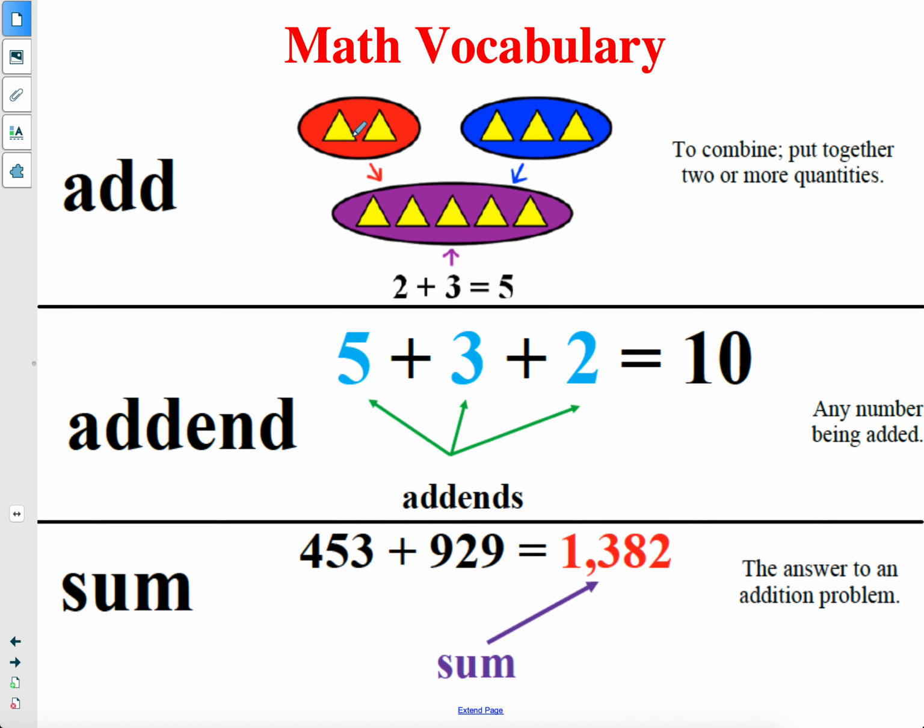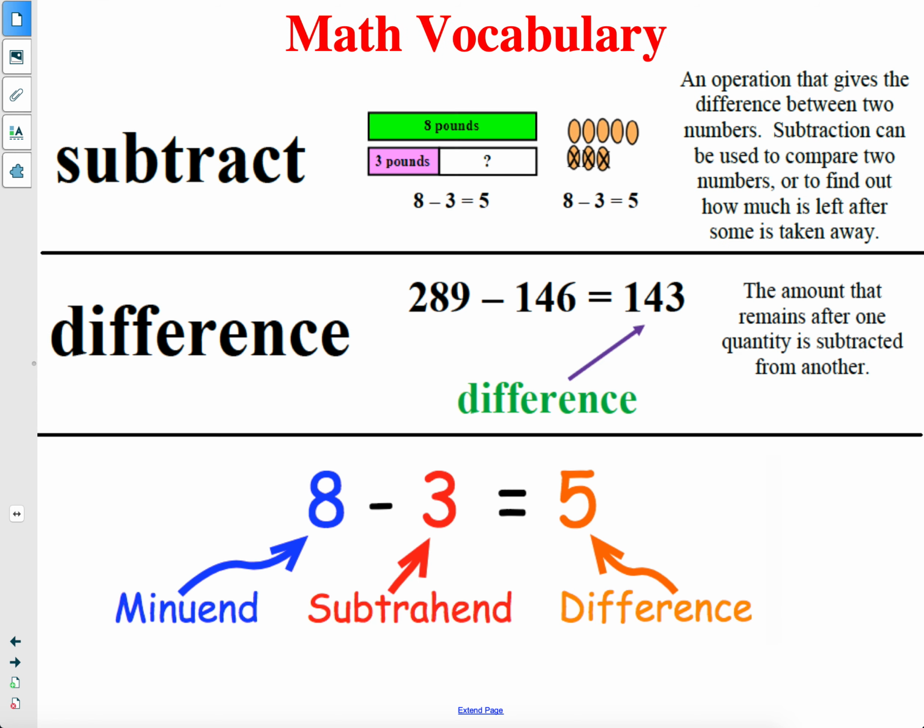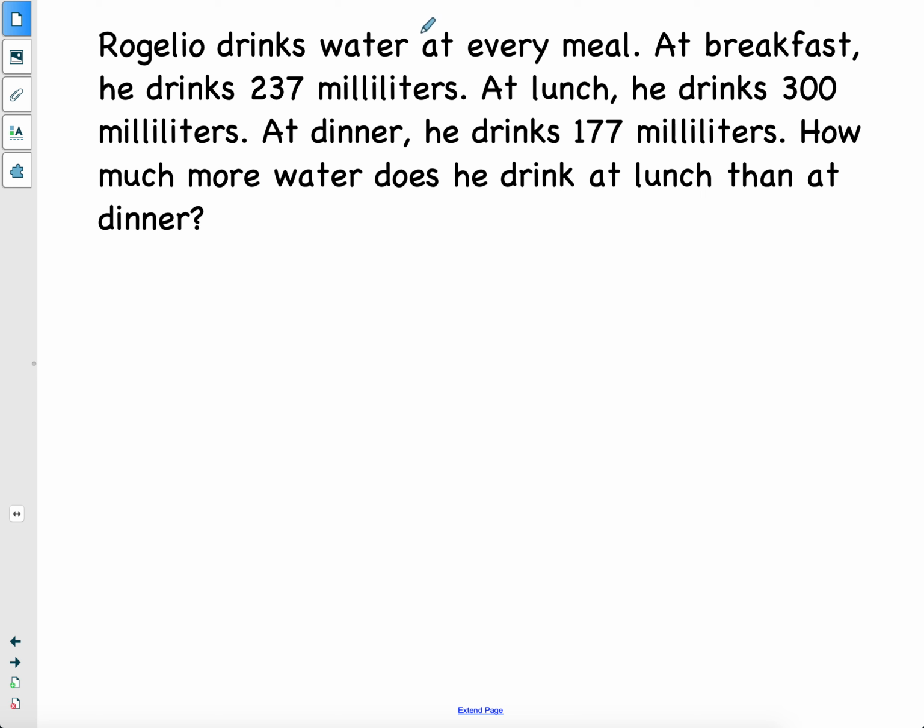Go ahead and pause again. You're going to look at these next 2 slides. So pause now, read your vocabulary to refresh your memory. And pause again to read your subtraction vocabulary. All right, so let's get started. I have this first problem that I'm going to model for you. Then we'll do one together, and then you'll do one on your own.